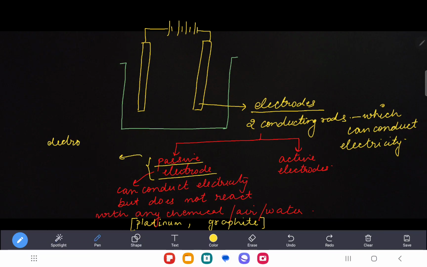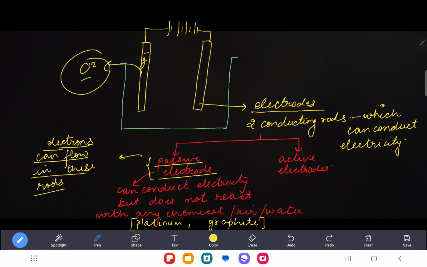Electrons can flow in these rods, right? But electrons can only flow. Electrons cannot leave these rods. In a sense that, it is not something that this rod is of graphite, let's suppose, and it is giving electrons to the air molecules. It is not doing that. The electrons can move from one end of the rod to the other end and conduct electricity in the rod itself. That is what you understand with the term conducting, right? So that is the concept. Now understand.